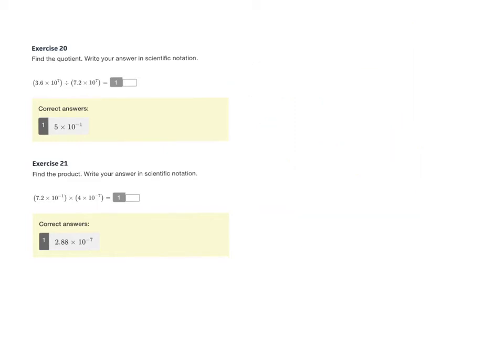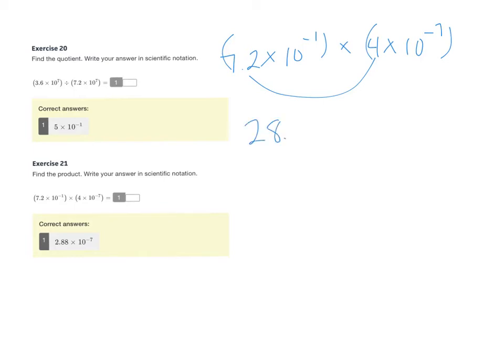On question number 21, I've got 7.2 times 10 to the negative first times 4 times 10 to the negative 7th. So we're going to multiply the first two numbers. So that's 7.2 times 4. I get 28.8. And then when we multiply these two, remember we add the exponents. So this is going to be times 10 to the negative 1 plus negative 7. That's going to be 28.8 times 10 to the negative 8th.